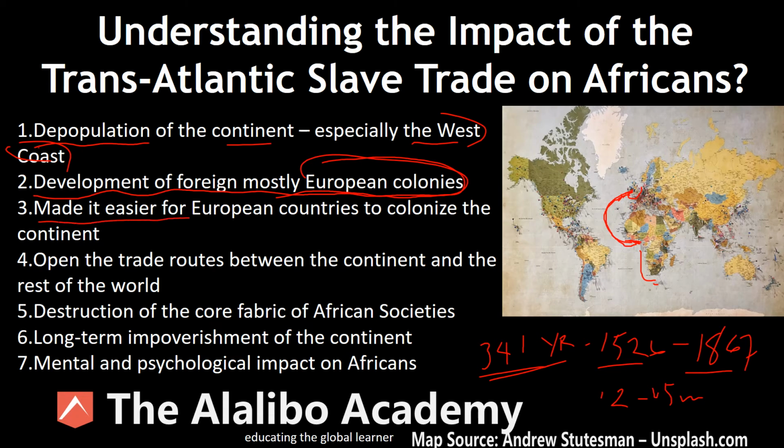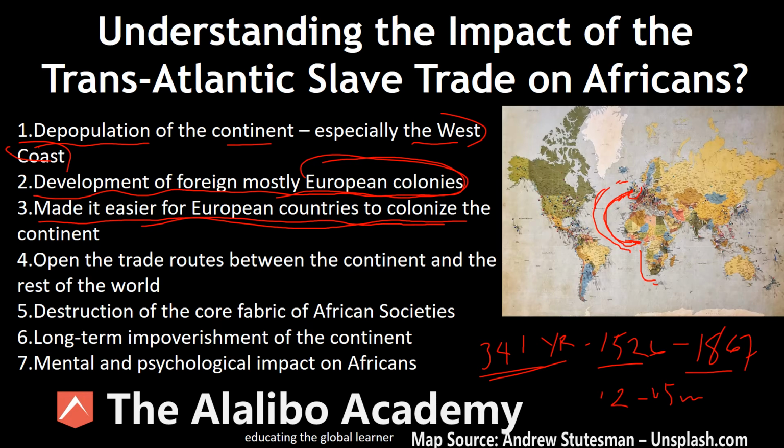Now, the third one is that it made it easier for European countries to colonize the continent, right? So now we're talking about slavery, but then after slavery came colonization. When the Europeans had their conference, the Berlin Conference in 1884 to 1885, they decided how to split the continent amongst the colonizing European countries. And because the slave trade had already established the routes, it was very easy for them to come from Europe to colonize the continent, because the routes had already been established. There's a blueprint out there, and they were able to use the blueprint to colonize the continent, right?